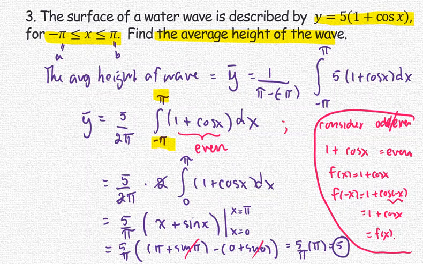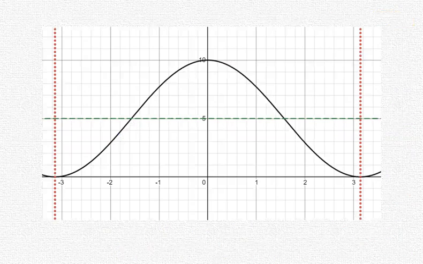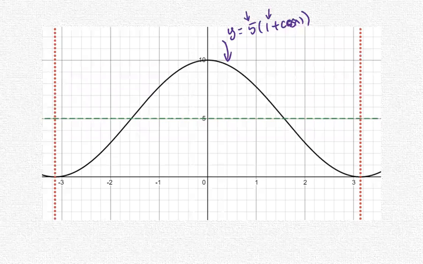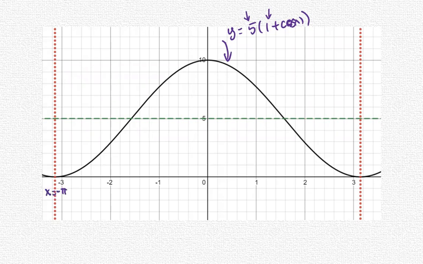To represent it using the graph, the graph here is the graph of y equals 5 times 1 plus cosine x, or the graph of the cosine with a vertical shift of 1 unit, multiplied by 5 as the magnitude. And the area is from x equals negative pi to positive pi. As you see in the graph, it has symmetry with respect to the y-axis, or the left area equals the right area.